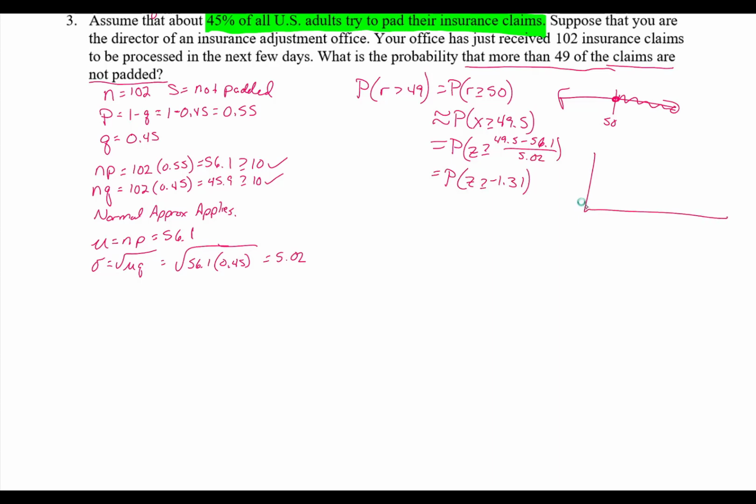And now we sketch that distribution out. So z, 0 is always in the middle, negative 1.31. We're below our left-hand point of inflection, but just slightly. And then we know it's z greater than or equal to, so that means area to the right. Because it's area to the right, it's going to be 1 minus the area in the table for negative 1.31, which in this case is 0.0951. So 1 minus 0.0951 gives us 0.9049.